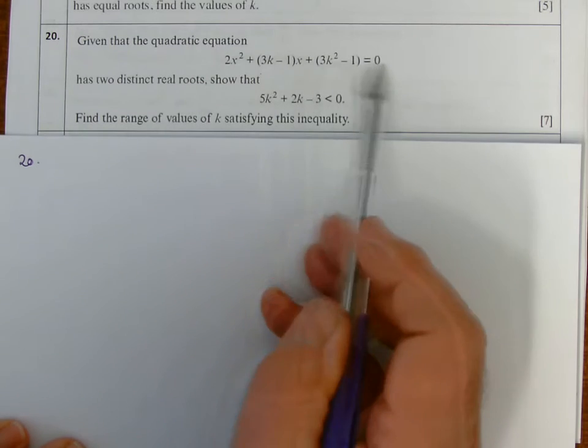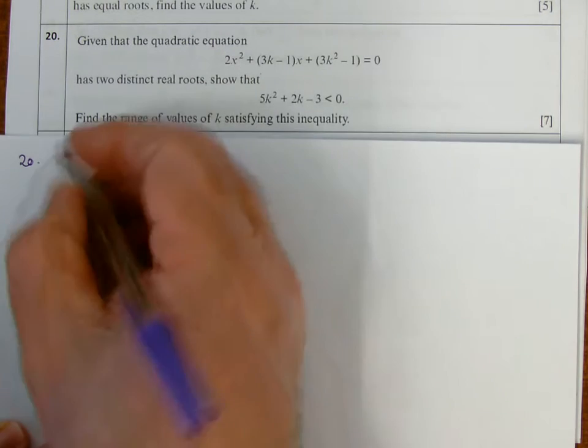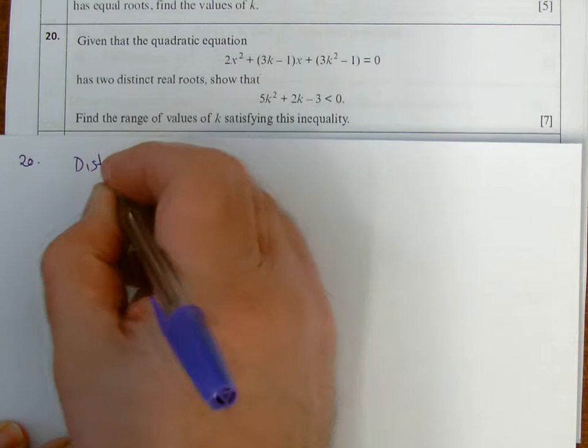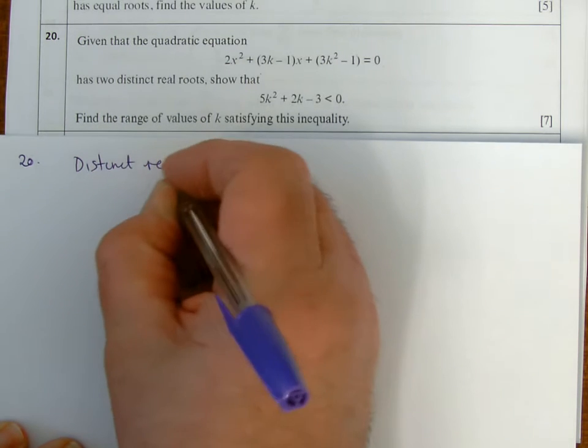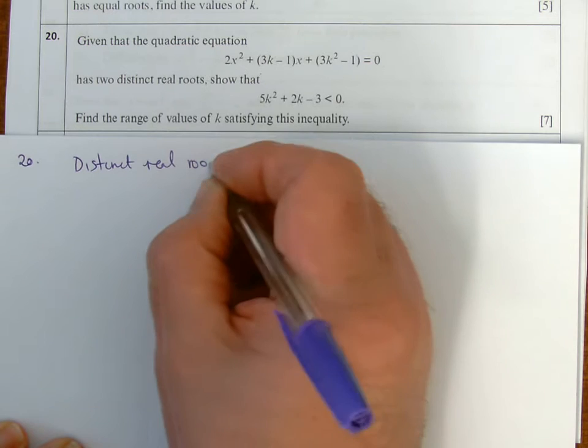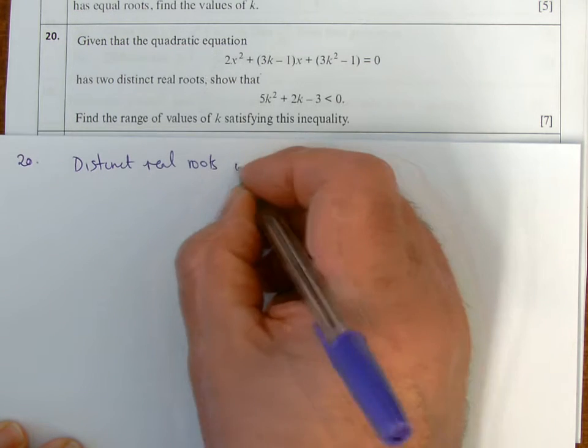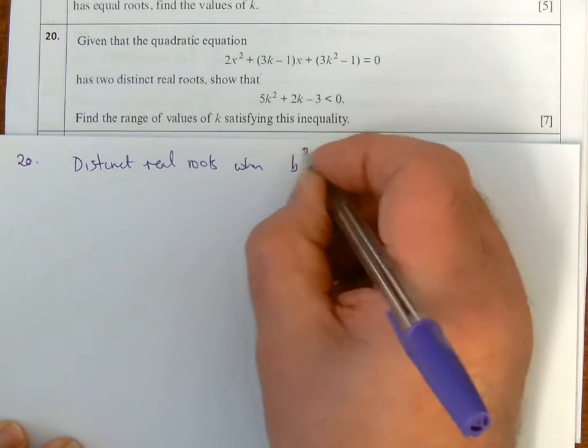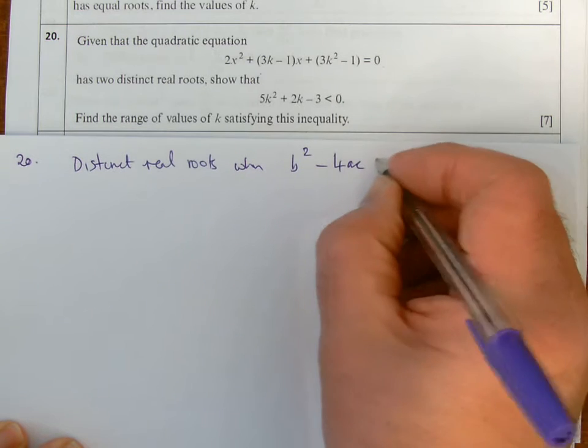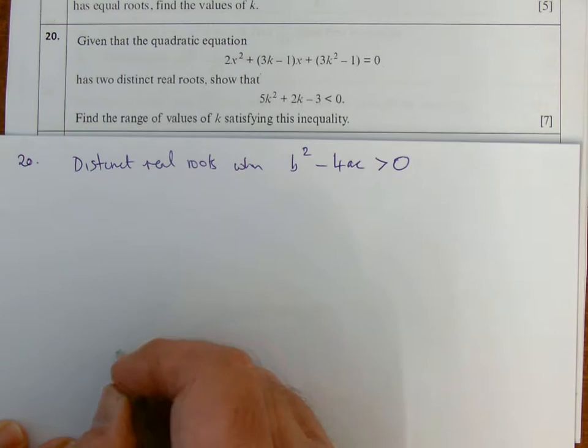Okay, the quadratic equation has two distinct real roots. And then the condition for distinct real roots: real and distinct, when the discriminant is greater than naught. So b squared minus 4ac has to be greater than naught.